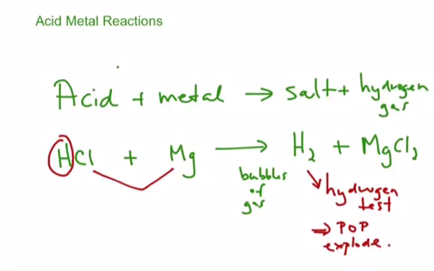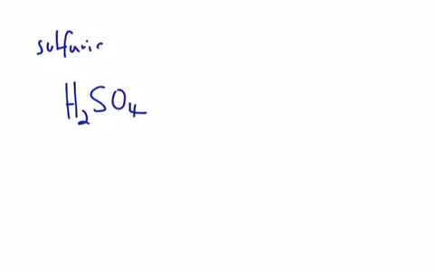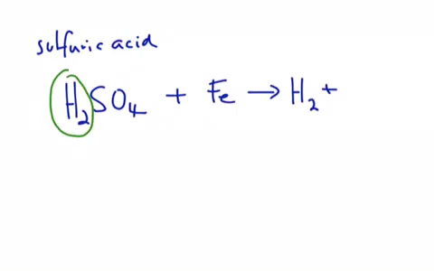Let's have a look at one more example before we leave this tutorial. Let's take a different acid. Let's take a very strong and dangerous acid in the laboratory called sulfuric acid. And let's mix it with the metal called iron, which has the chemical symbol Fe. This will make hydrogen gas, H2, plus the salt.